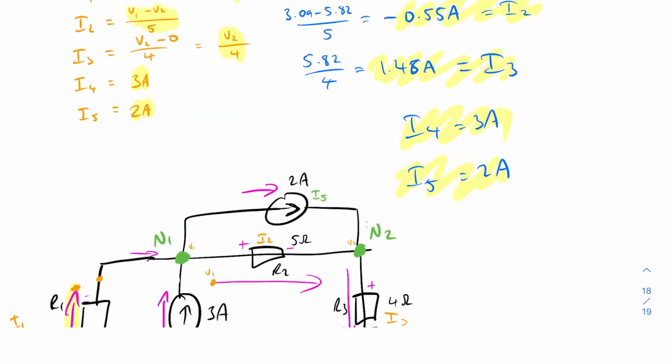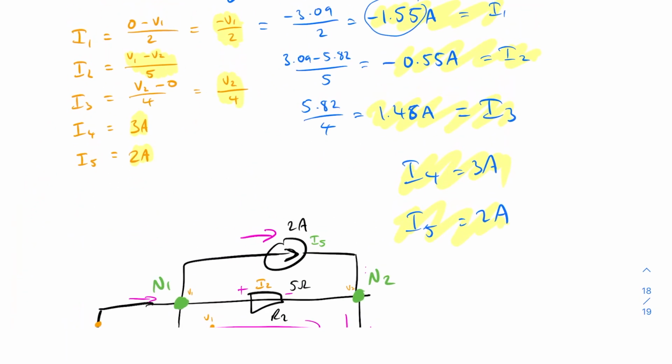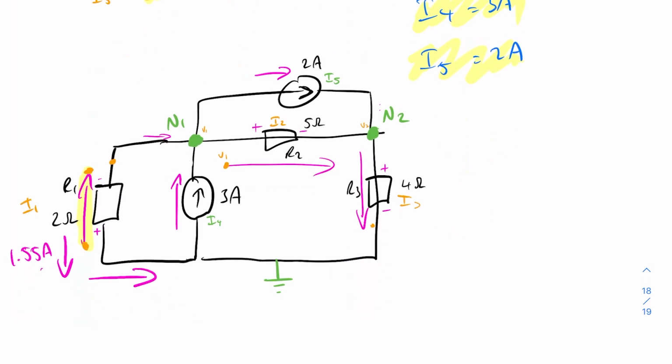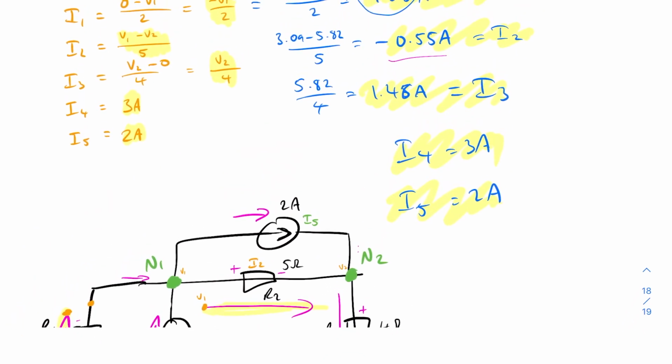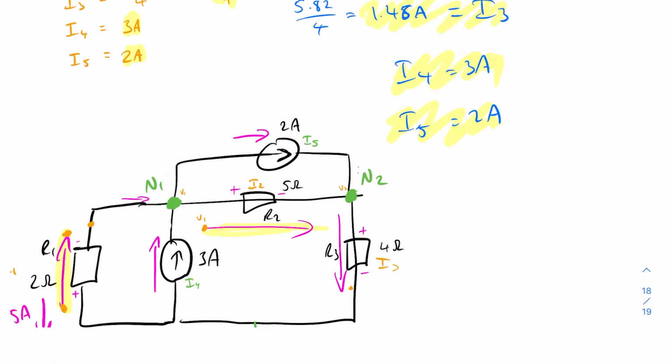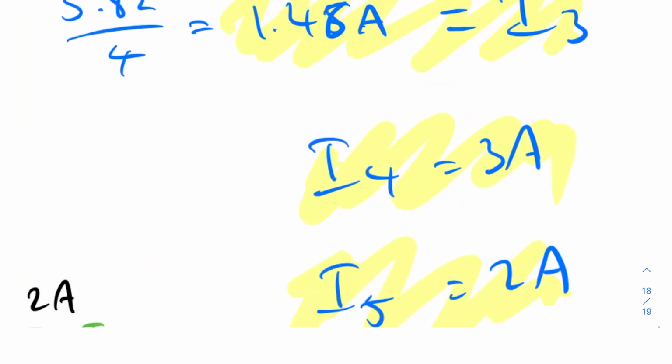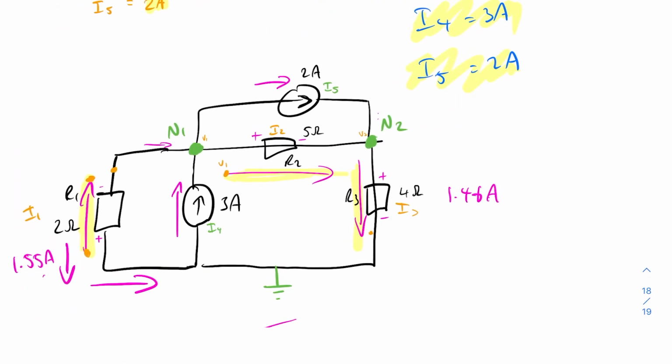Going this way. And we can say that I2 is minus 0.55 amps. So where's I2? I2 is this way. So we labeled it going this way, but what we can say is that I2 is actually going that way at 0.55 amps. And then I3, we labeled I3 as going down this way, and we got that correct as 1.46 amps. Yeah, so we got that correct.